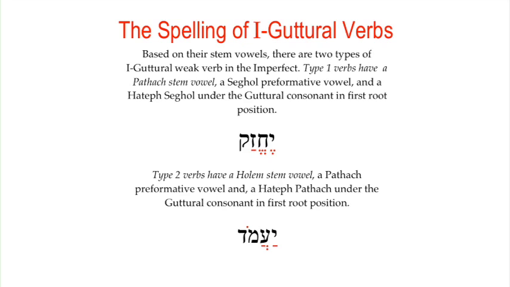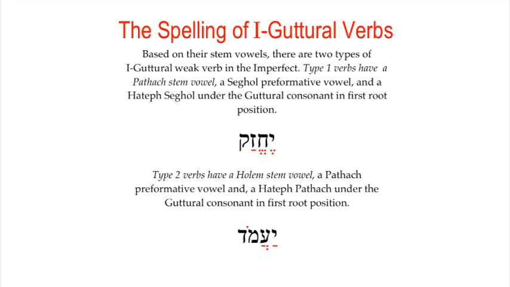This is the first spelling pattern for the type 1 one-guttural. But there's also a second spelling pattern, a type 2. Type 2 verbs have a holem stem vowel, a pathach preformative vowel, and a hatef pathach under the guttural consonant in first root position. Look at the example on your page, ya'amod.